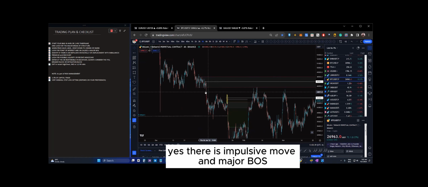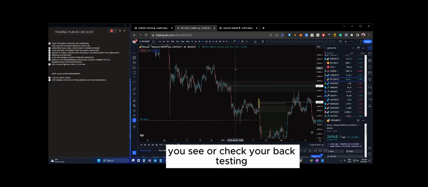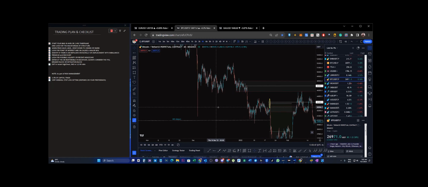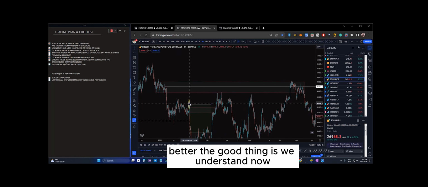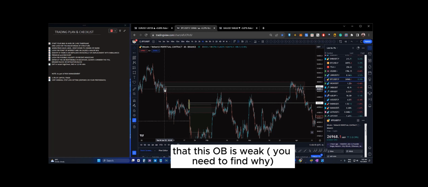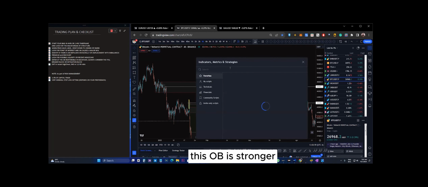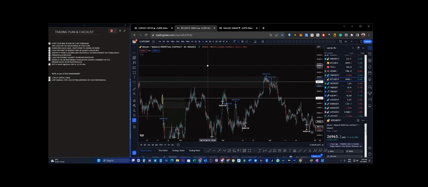So, tama naman, may impulsive move. Ito rin, may impulsive kanina. We check this one. Pero ito kasi yung nearest natin sa major break-off structure. Pero the good thing is we understand now na hindi mahina tong OB na to. Malakas yung OB dito. So kanina 'di ba nag-add tayo ng order block finder. So pwede rin nating gawin 'yon kung may mga OB nga na lumabas.